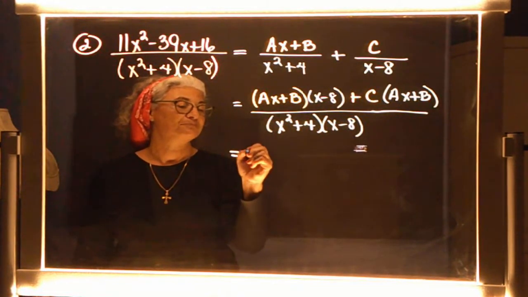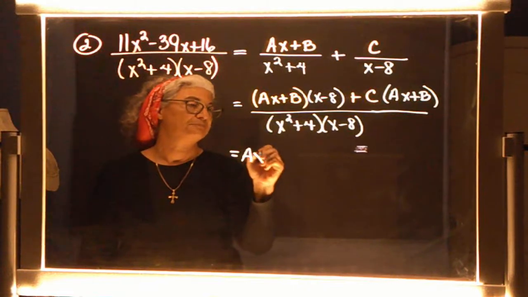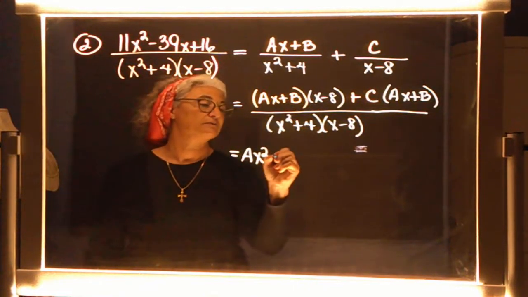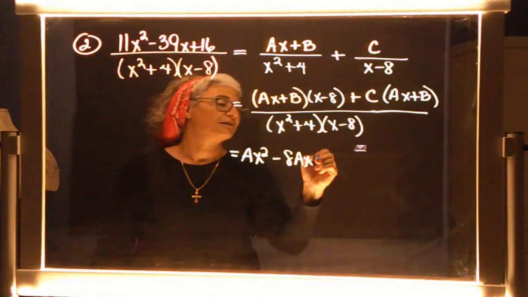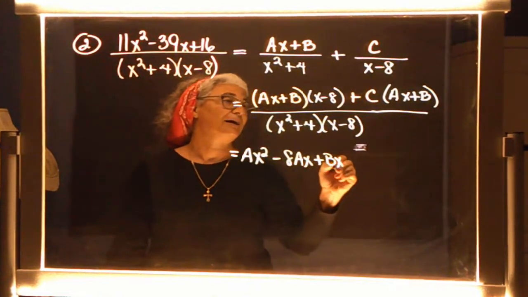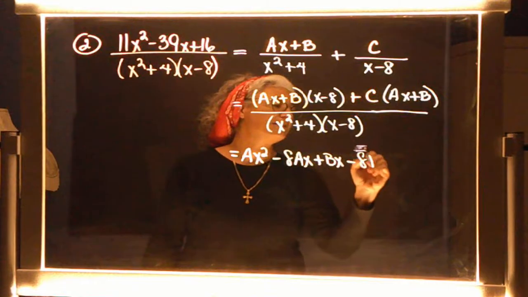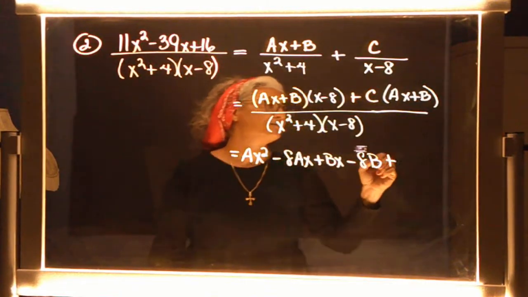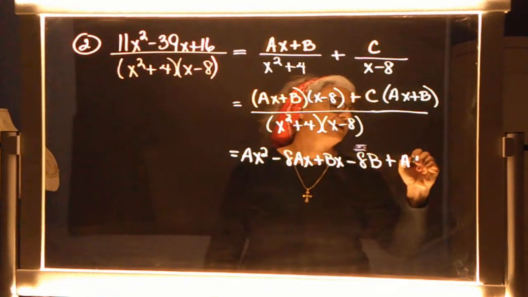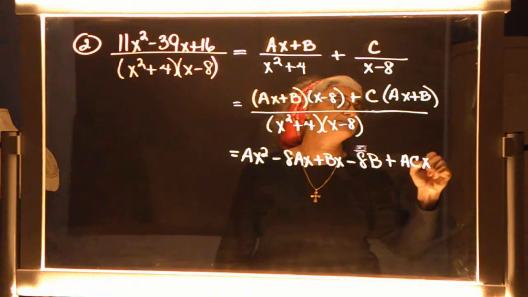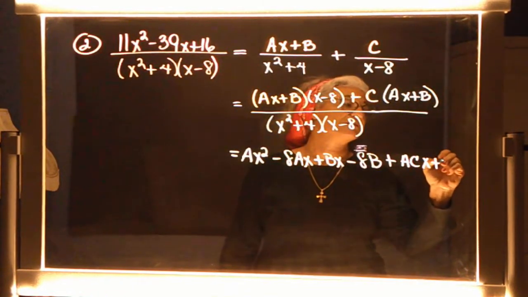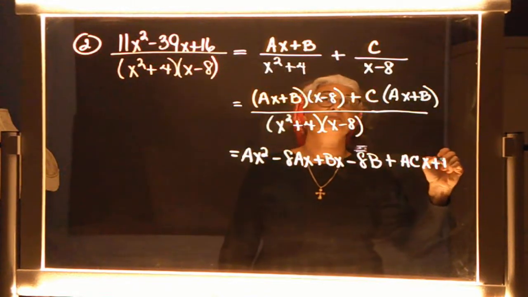All right, so do this with me. Ax squared minus 8ax plus bx minus 8b plus acx plus bc.